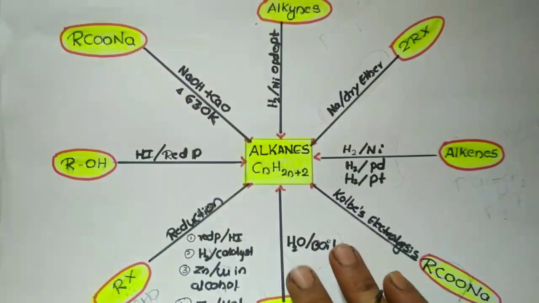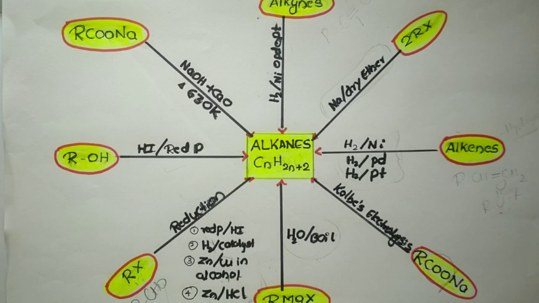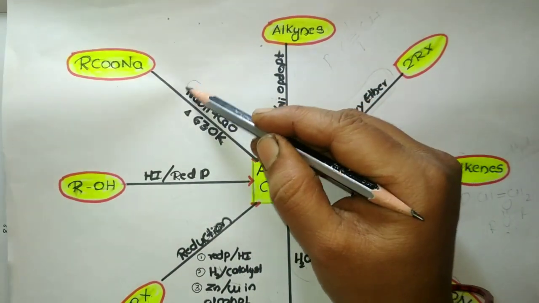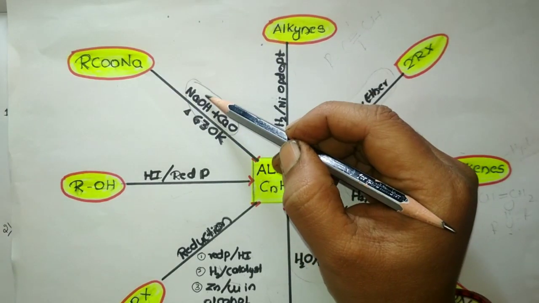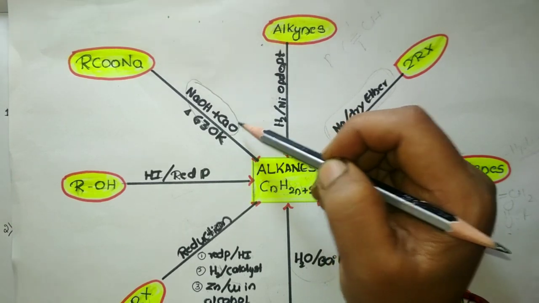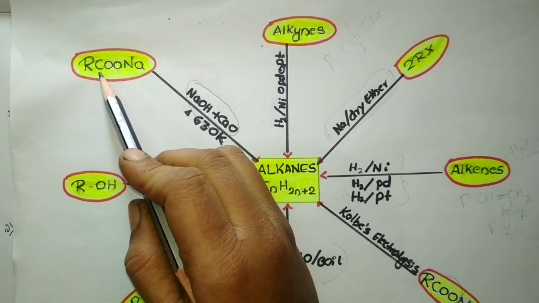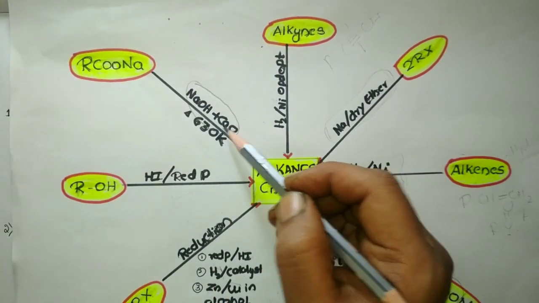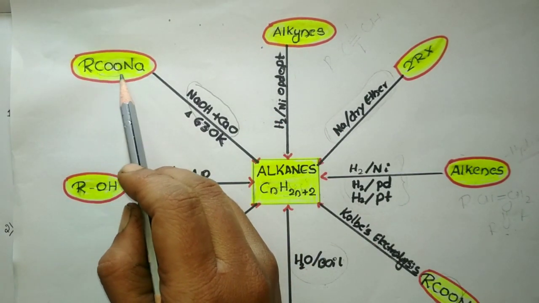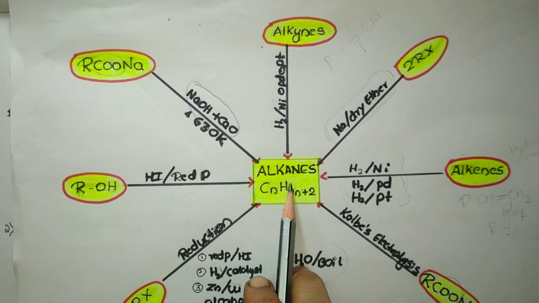This is an easy trick to remember the reactions and the reagents, especially for alkane preparation. This is what we call soda lime, the mixture of sodium hydroxide and calcium oxide. Just observe: when the sodium or potassium salts of carboxylic acid are treated with soda lime, we get an alkane. You can see there is a removal of carbon dioxide from the carboxylic acid and the alkane is formed.